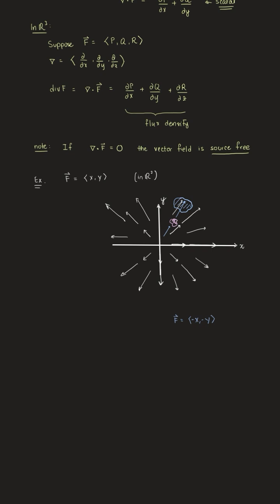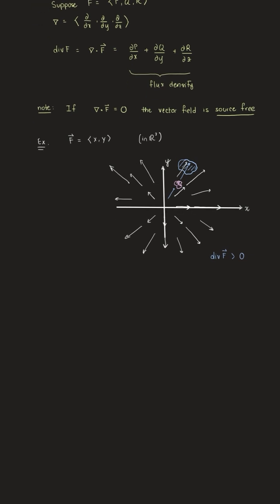So let's calculate the divergence for this field. We should expect the divergence for this field to be positive. So positive divergence means that we are expanding outwardly. Negative divergence means that we're contracting inwardly. And yeah, let's go ahead and calculate it.